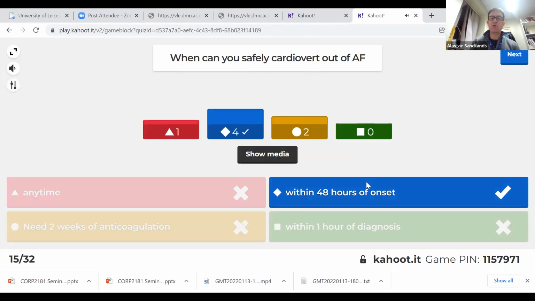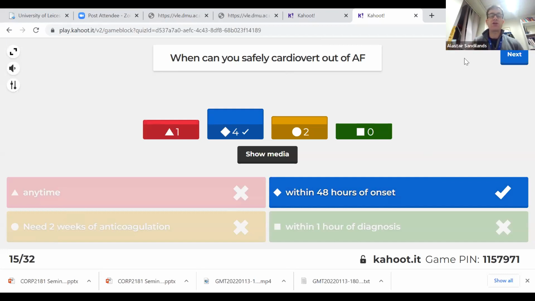Yeah, so it's within 48 hours of the onset. We've got to be clear that the patient knows when it started and within 48 hours, okay? Otherwise, it can't be any time, okay? Because you need at least 4 weeks of anticoagulation and not 2 weeks, okay? So it's got to be within 48 hours of the onset, okay?